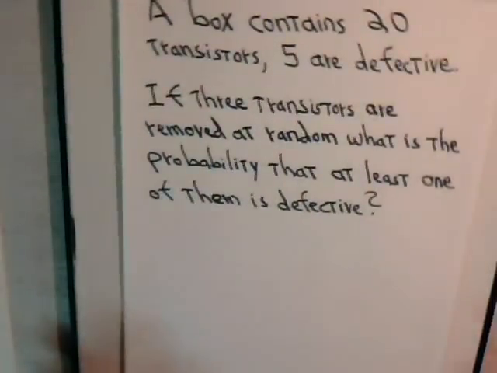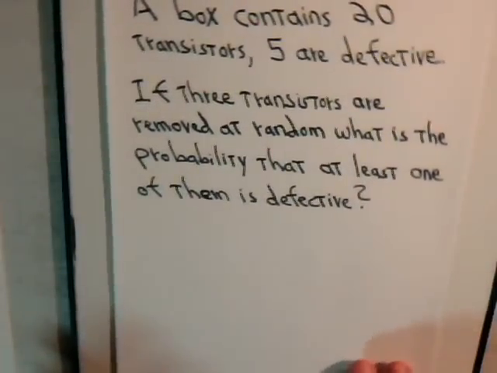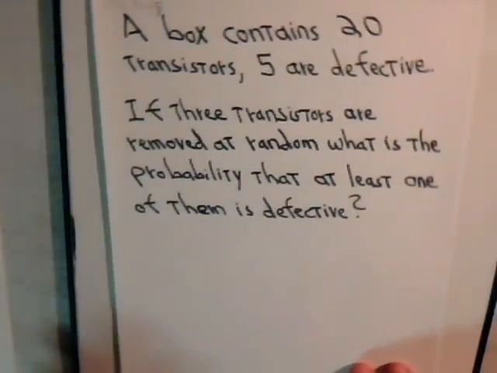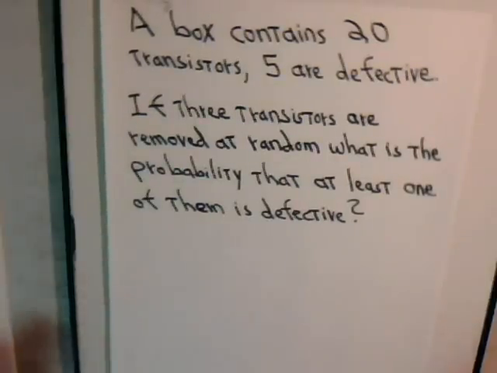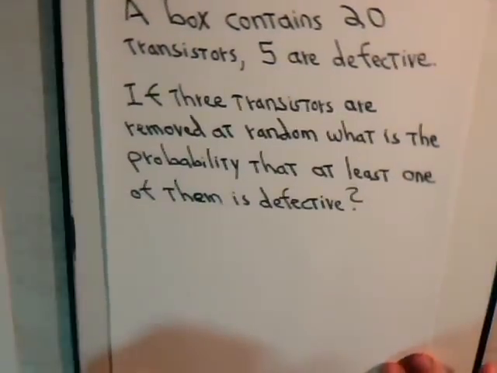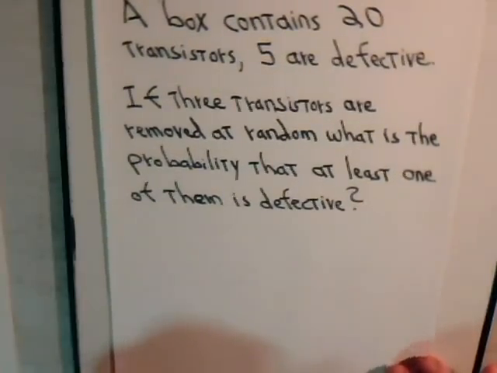Okay, in this video we want to consider another problem that is solvable using combinations. The problem states: a box contains 20 transistors, 5 of them are defective, and if 3 transistors are removed from the box at random, what is the probability that at least one of those selected transistors will be defective?